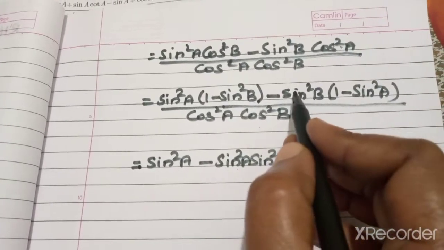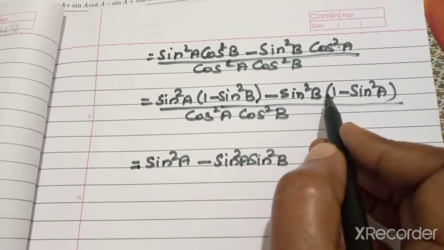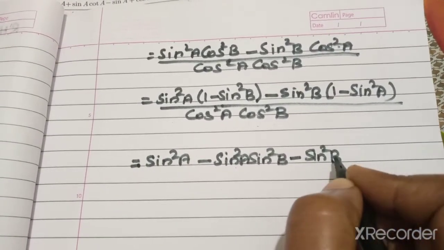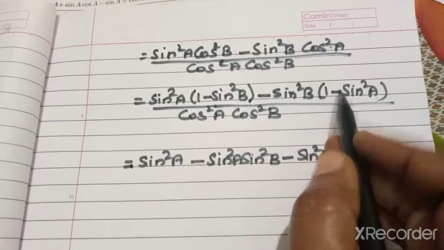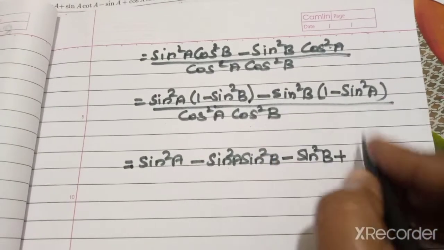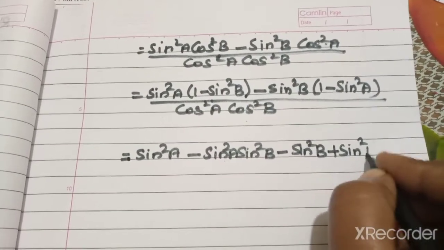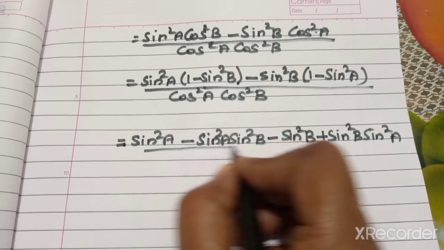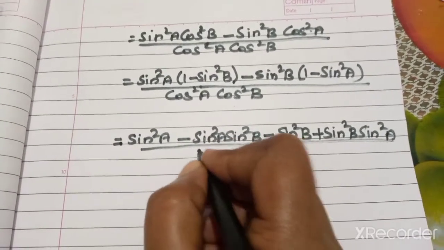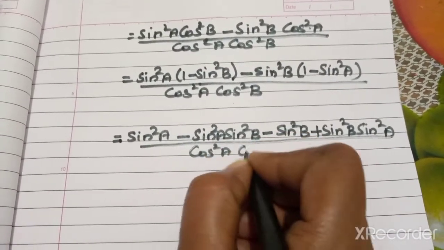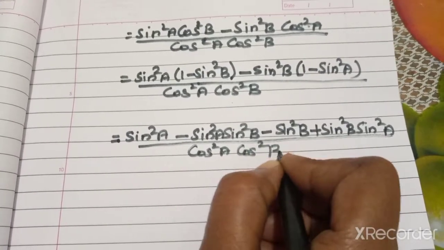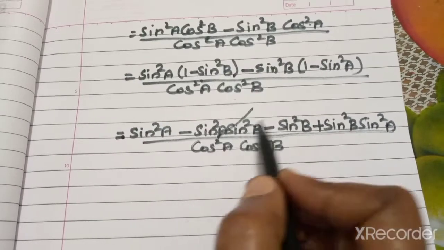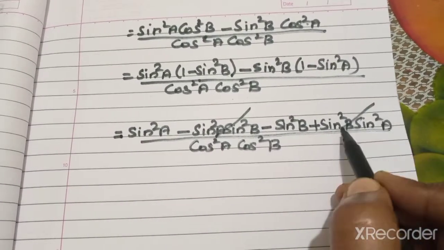Now the same way the second term also: minus sin square B into (1 minus sin square A), minus into minus is plus, plus sin square B into sin square A, divided by the denominator term as it is, cos square A cos square B. Now plus and minus terms can be cancelled: minus sin square A sin square B term plus sin square A sin square B term.